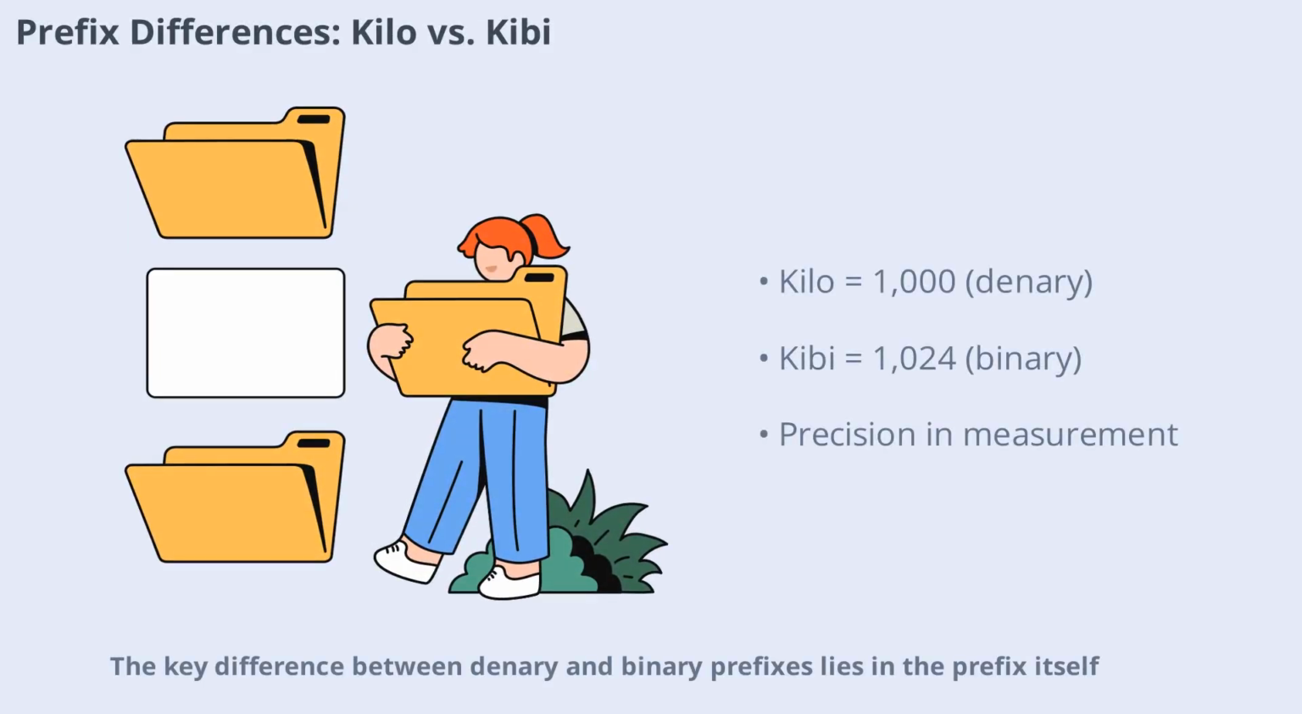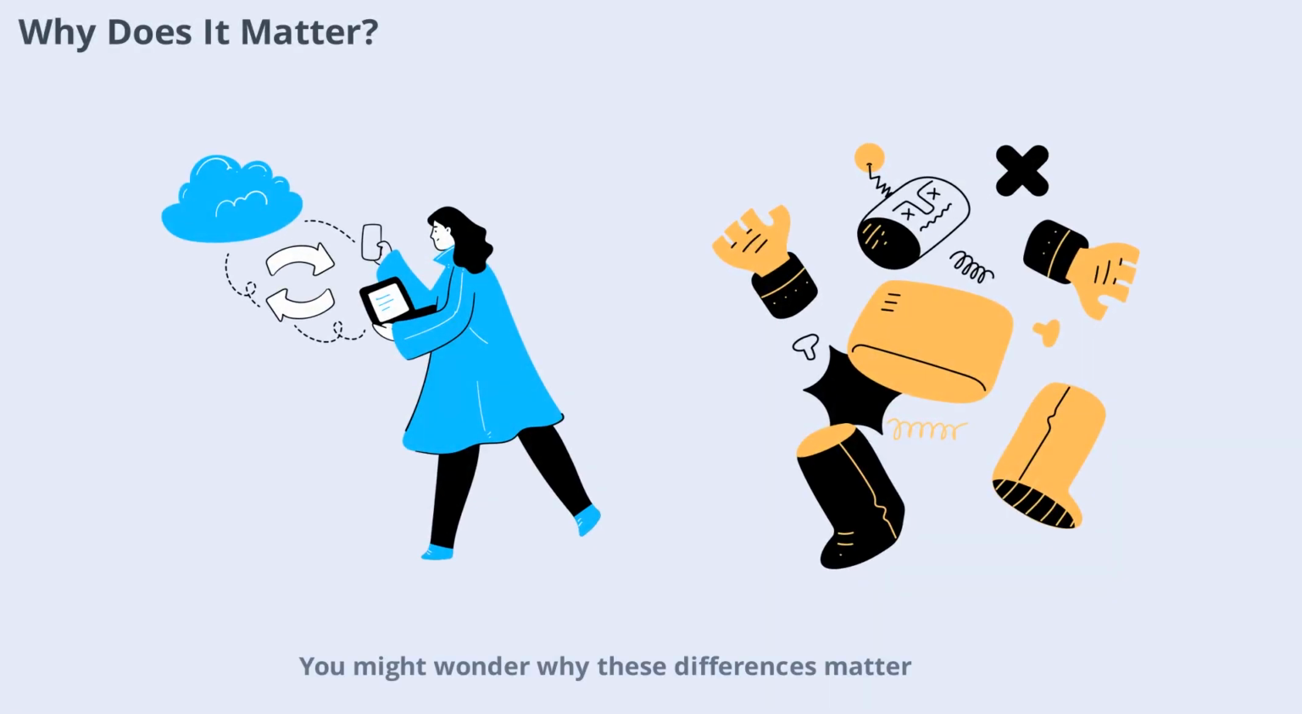The key difference between denary and binary prefixes lies in the prefix itself. For example, kilo is used in the denary system while kibi is used in the binary system. This distinction helps avoid confusion and ensures that data measurements are precise, especially in technical contexts like computer memory and storage. You might wonder why these differences matter. The answer depends on how precise you need to be. For example, when identifying the total amount of memory, RAM, in a computer, accuracy is crucial, so binary prefixes are used. On the other hand, when describing storage space, a rough estimate is often acceptable, so denary prefixes are commonly used.